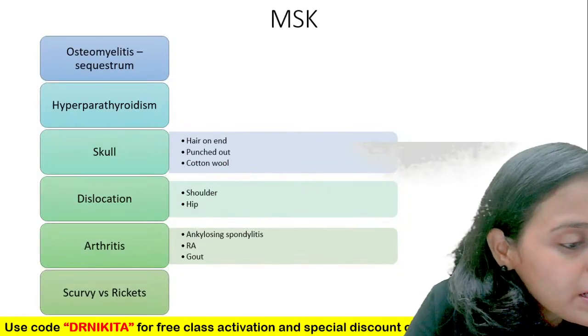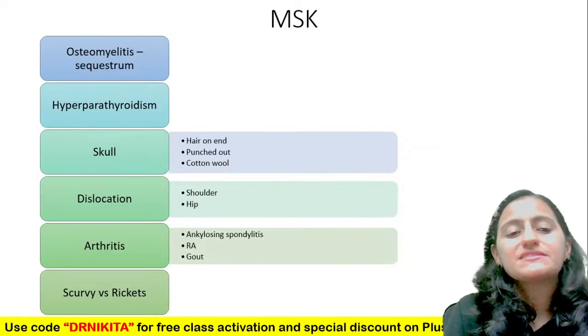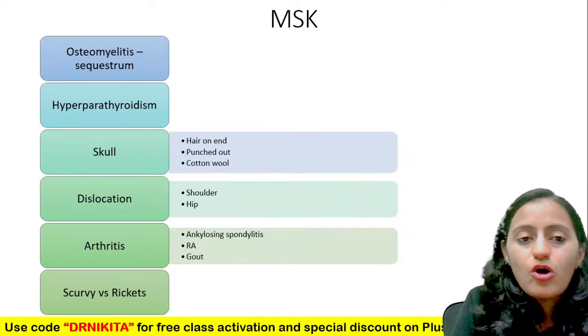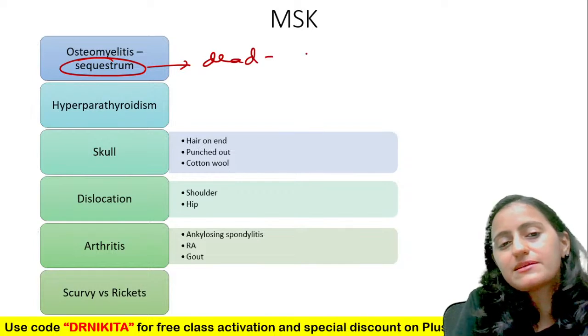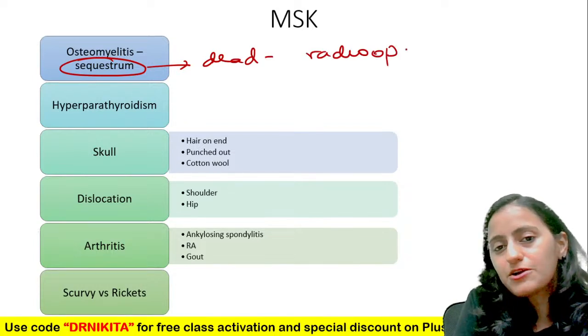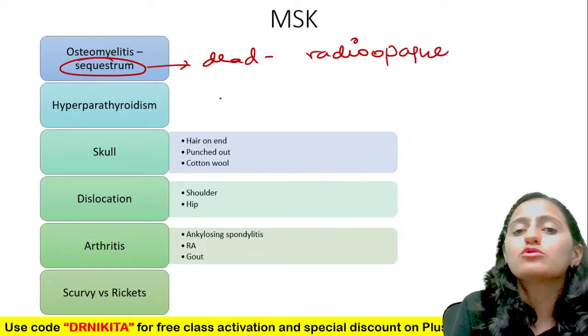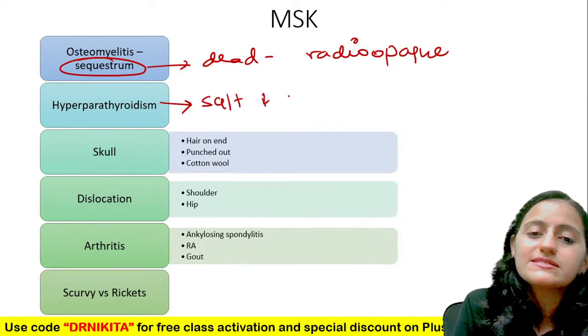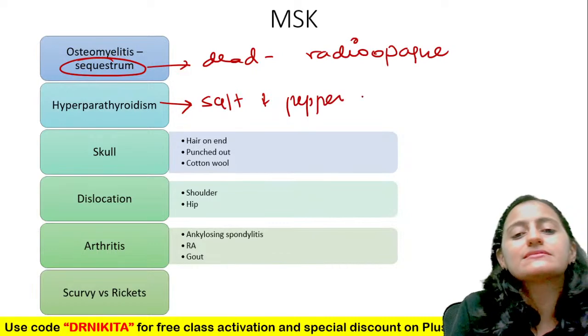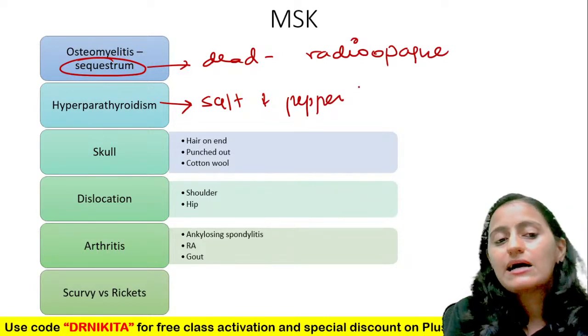Going on to the next one here, musculoskeletal system. Osteomyelitis, important, identifying the sequestrum. Remember, it is the dead bone which appears radio opaque, so it appears more white. Hyperparathyroidism, remember, it causes salt and pepper skull. That is important to be known.